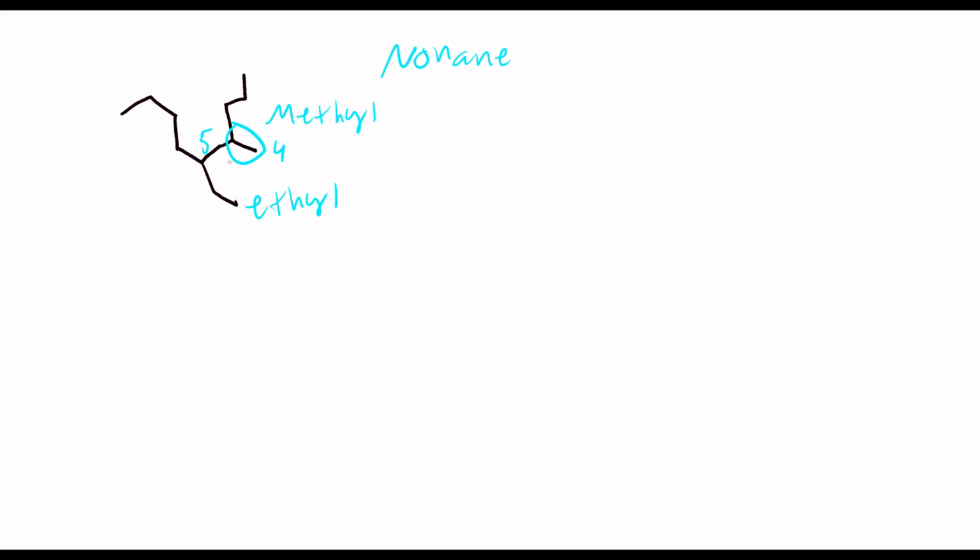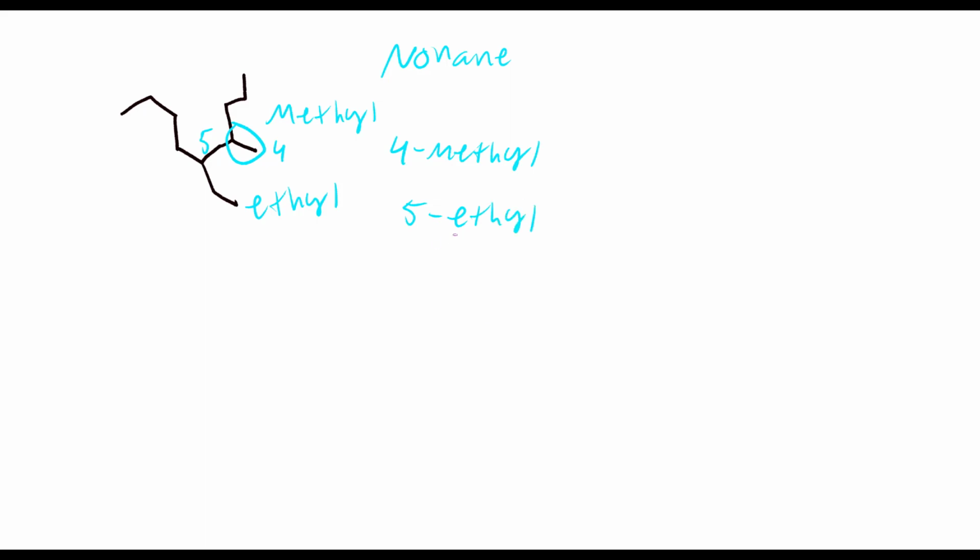If I went from left to right, this would actually be number 6, and that's pretty bad because 4 compared to 6, 4 is lower. It's closer to 1, and that's what we want to do. That's where we want to be at. So we're going to say that this is actually 4-methyl, and we have a 5-ethyl. And we have the parent name, and we're good to go.